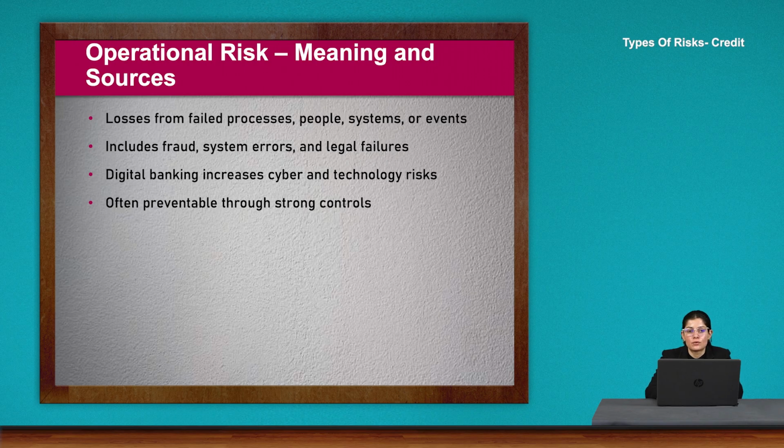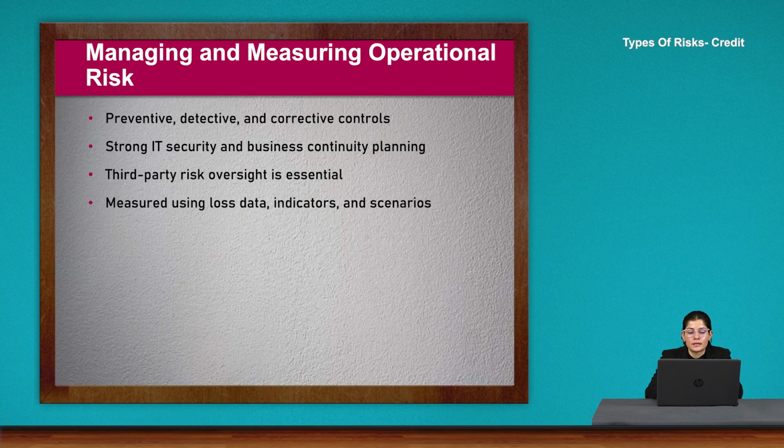Fifth one we have is fraud. So internal or external manipulation of systems can be there. Let's move to another slide on the management approach. So prevention controls such as segregation of duties and access controls. Second one is detective mechanisms including reconciliation, audits, and monitoring.